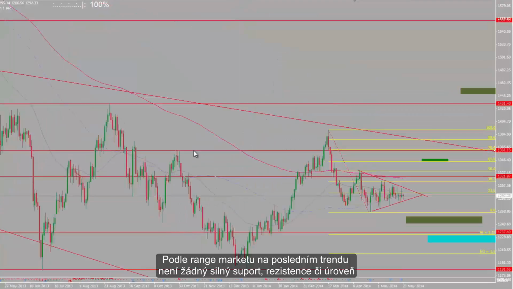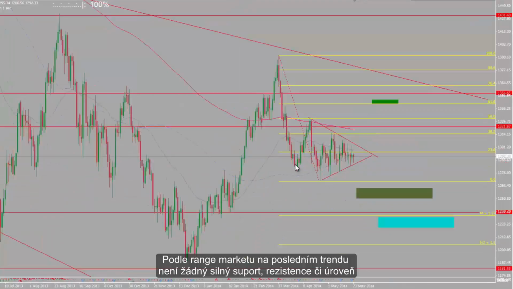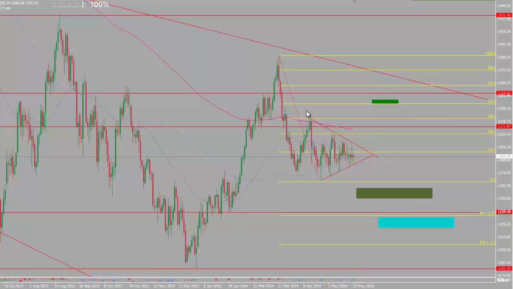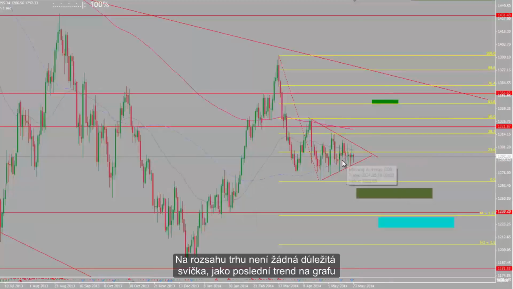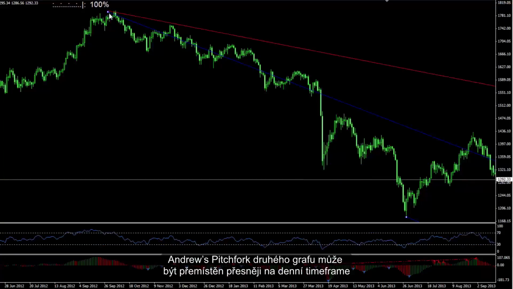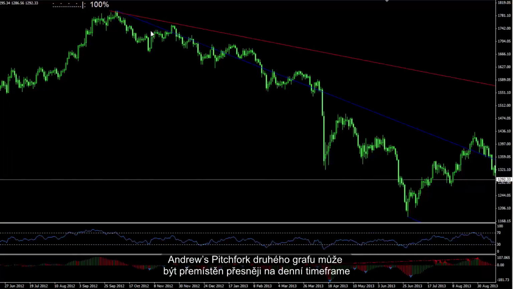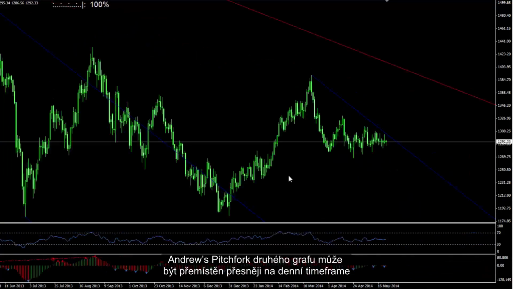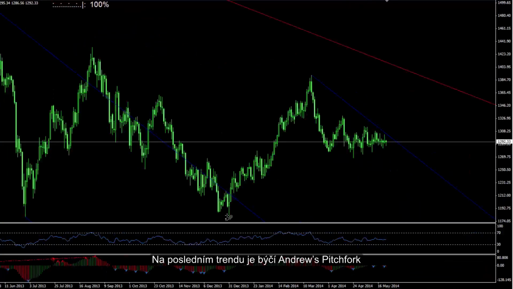Due to a range market, there is no significant support or resistance lines or level on the most recent trend. There would not be any remarkable candlestick on a range market, like the last trend on this chart. Andrew's pitchfork on the second chart can be relocated more precisely on a daily time frame. There is a bullish Andrew's pitchfork on the latest trend.